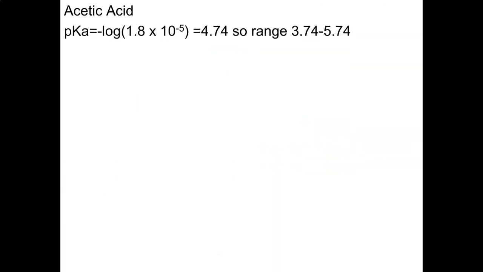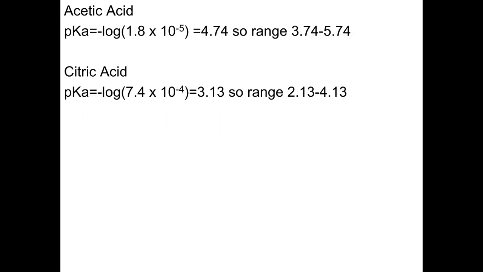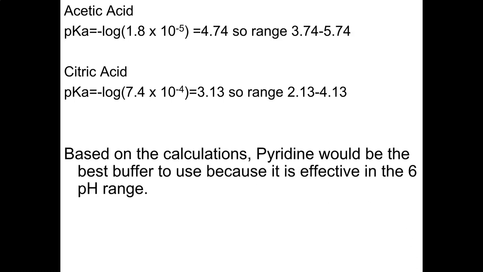So acetic acid, it's going to be about 4.74. You don't have to do the divide because you just do negative log to get the pKa, right? These are Ka values. So it's between 3.74 and 5.74. And citric acid, 3.13, excuse me, so it's between 2.13 and 4.13. So based on calculation, pyridine would be the best buffer to use because it's effective in the 6 pH range. That's how you figure it out.